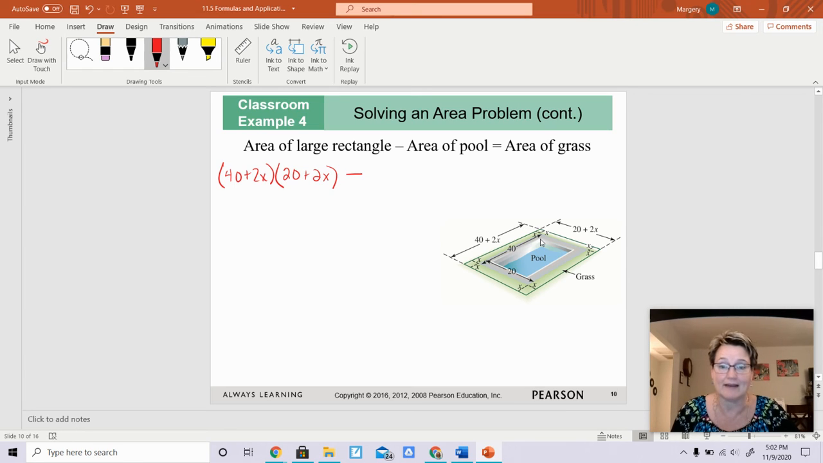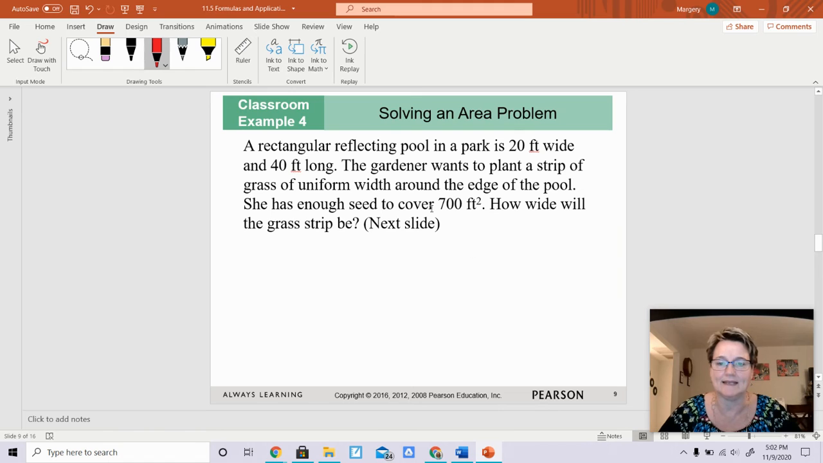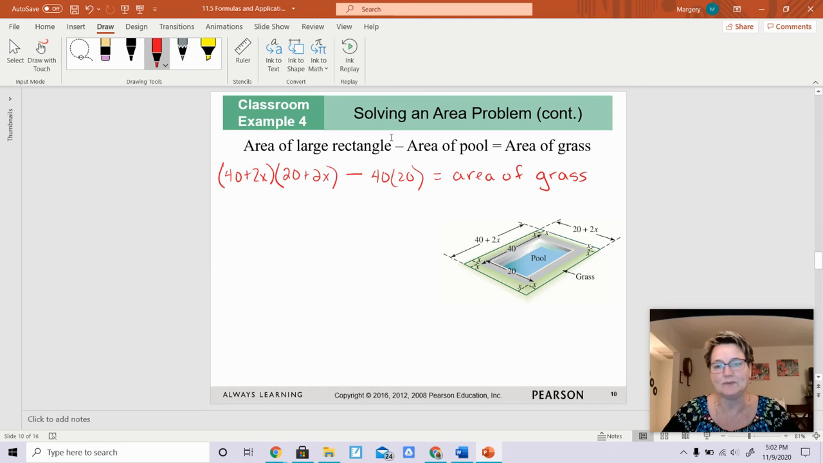You're going to subtract the area of the pool, and the area of the pool is 40 by 20. And that is going to give you the area of the grass. So the area of the grass would be, I'm just going to put the area of grass. Oh, by the way, they gave us the area of the grass in the earlier problem. The area of the grass is 700 square feet, so that's what this part here is going to be. I said 700, right? Yep, 700.